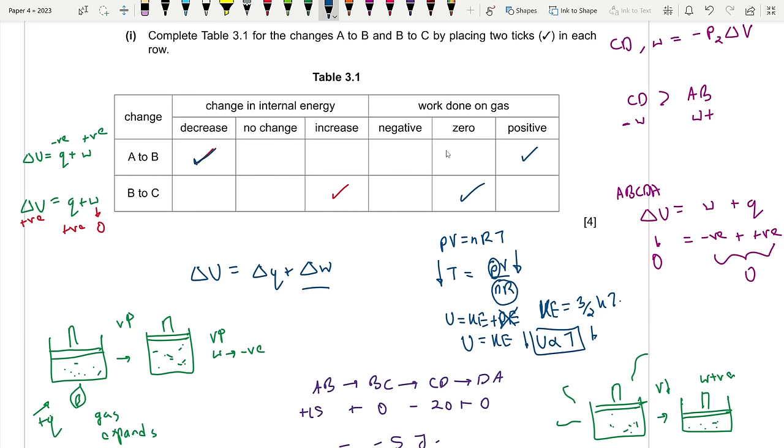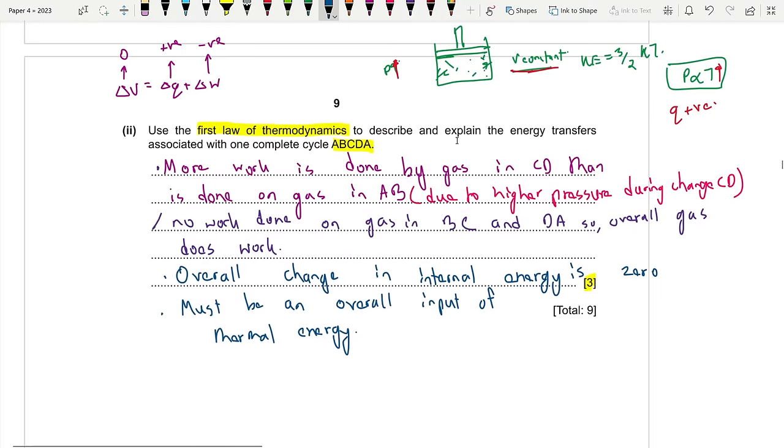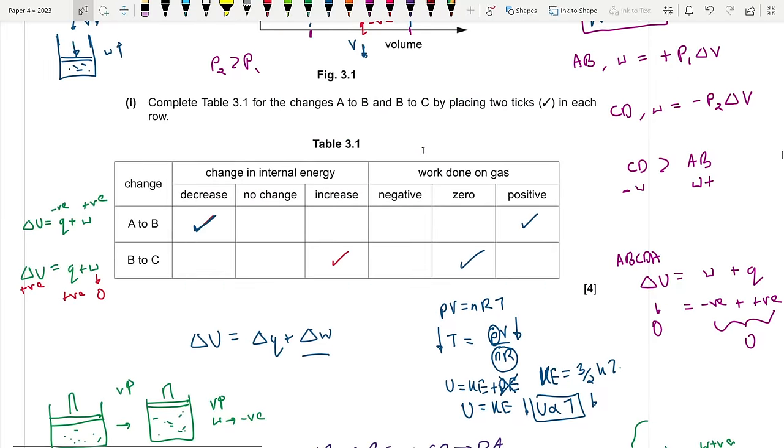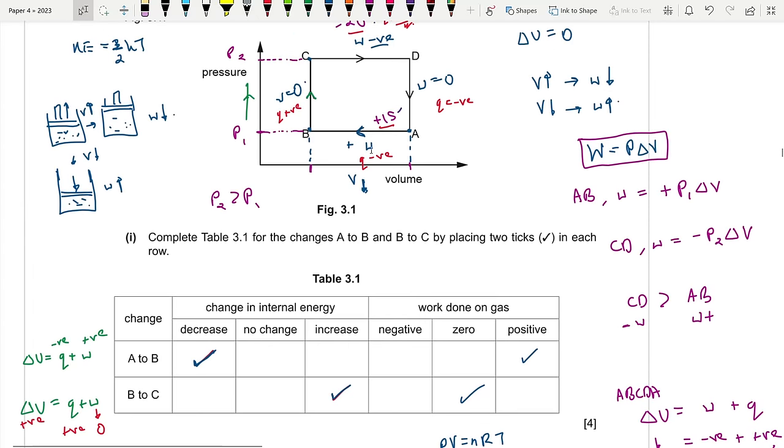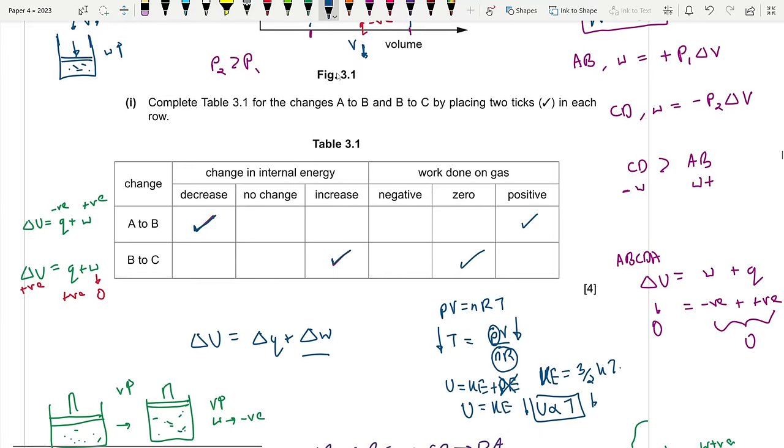That is why we can give a tick mark over here, rather than the longer explanation I gave here. Although that was required for writing the answer for part 2, you could solve the table easily like this, okay? And what about this tick mark over here? Same concept applies. Check this. As you go from B to C, this change occurs at constant volume. So let's go again for B to C.